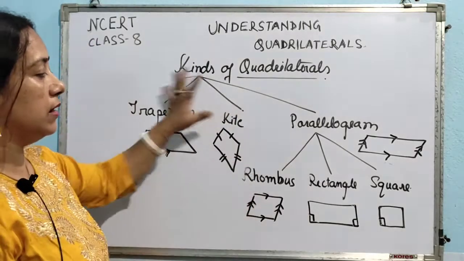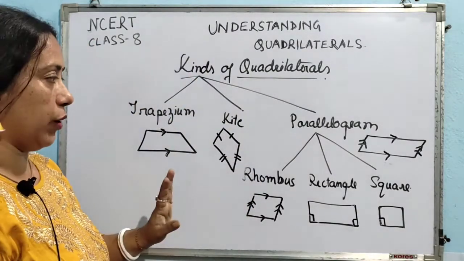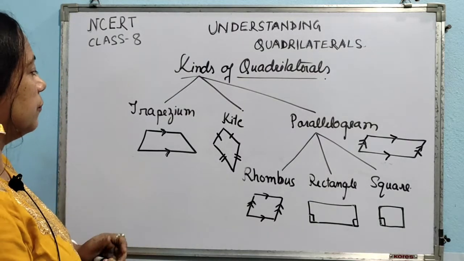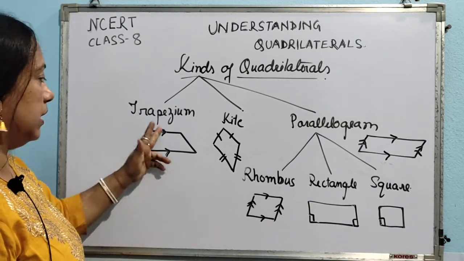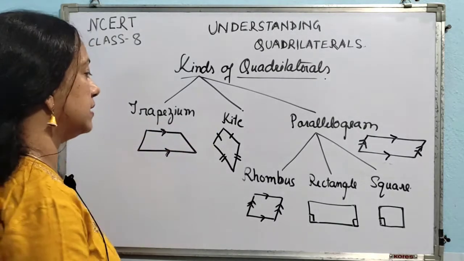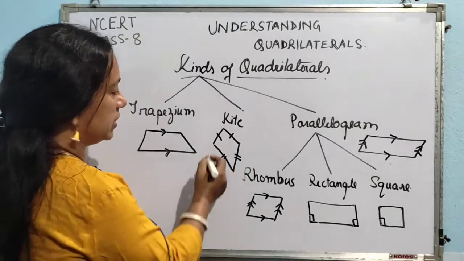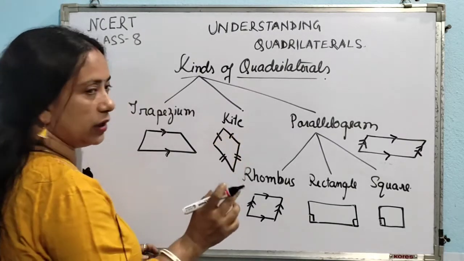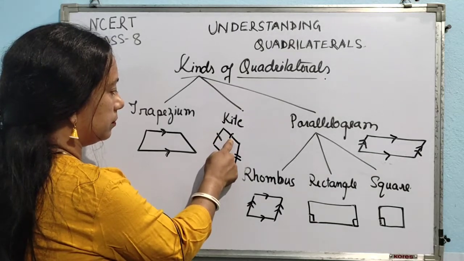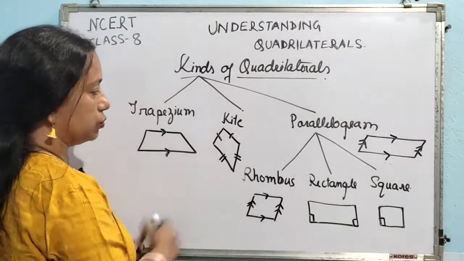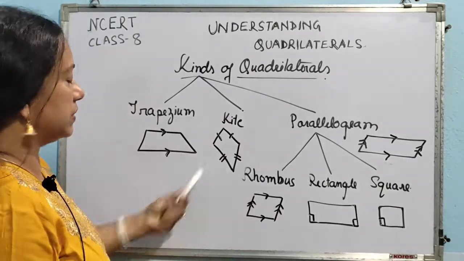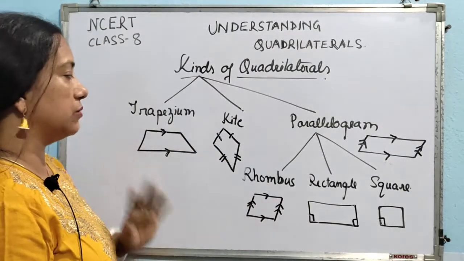Now we have learnt about the different types of quadrilaterals. What about their properties? In the case of a trapezium, we know that one pair of opposite sides will be parallel. In the case of a kite, from the definition it is clear that two pairs of consecutive sides will be equal. These two consecutive sides will be equal, two pairs of adjacent consecutive sides will be equal.